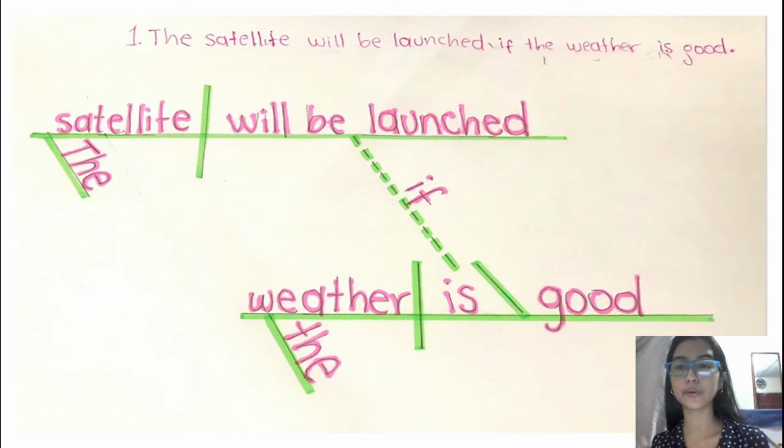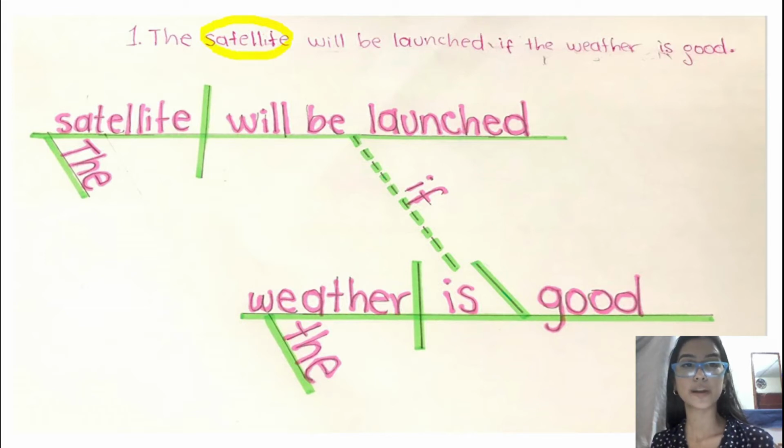Right now I'm going to explain to you the diagram of the first sentence. The first sentence is a complex sentence. It has an independent clause and a dependent clause. So first of all, we are going to analyze the independent clause. And we need to look for the simple subject. The simple subject is satellite.